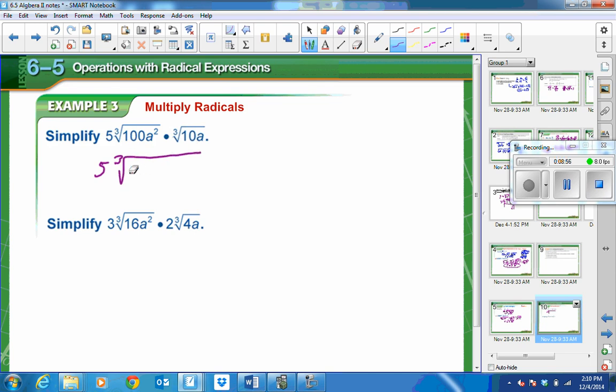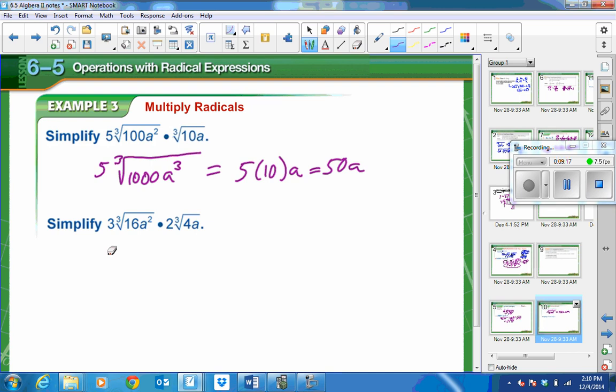So 100 times 10 is going to give us 1,000, and a squared times a is going to give us a cubed. Well, I'm cube rooting all of that, so I'm going to get 5 times 10, because 10 is the cube root of 1,000, and a is the cube root of a cubed. So when I simplify that, we get 50a.